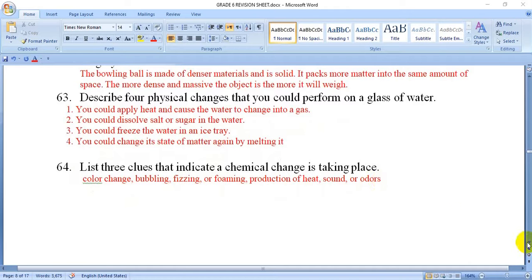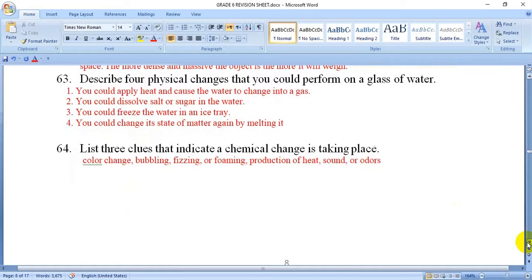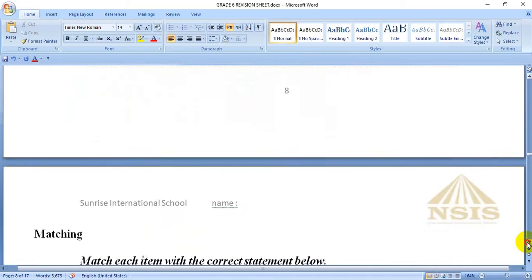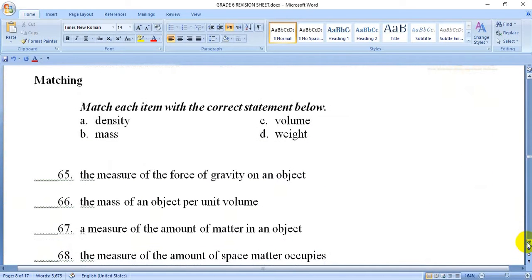Okay, so now let's move to the next page, page 9. And first question, matching. Match each item with the correct statement below. We have density, mass, volume, and weight. So question 65, the measure of the force of gravity on an object, the amount of gravitational force on the object. Do you remember what this was? Yes, bravo, it was weight.